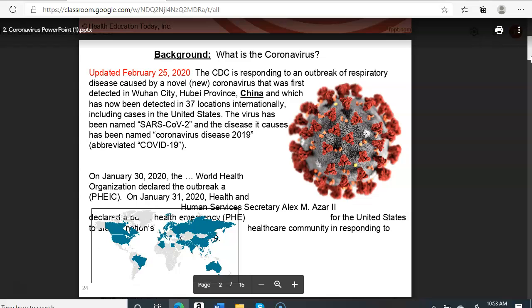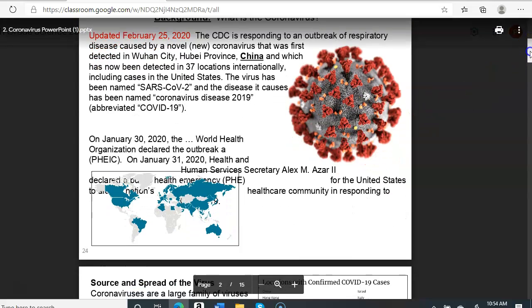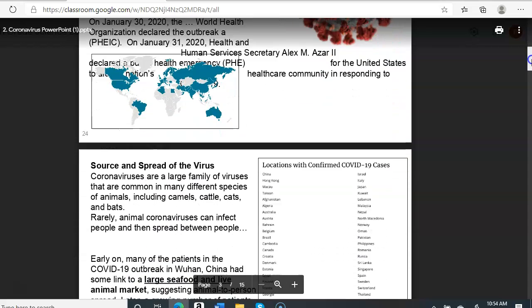The CDC is responding to an outbreak of respiratory disease caused by a novel or new coronavirus that was first detected in Wuhan City, Hubei Province, China, and which has been detected in 37 locations internationally, including cases in the United States. The virus has been named SARS-CoV-2, and the disease it causes has been named Coronavirus Disease 2019. Now, on January 30th, 2020, the World Health Organization declared it a health emergency.